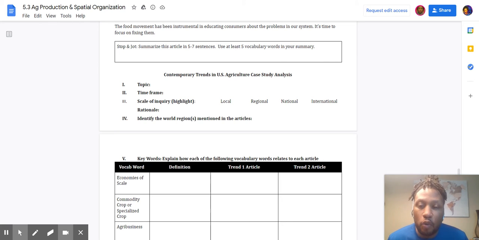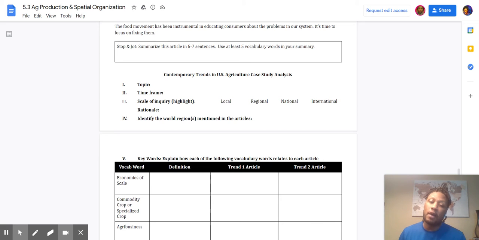All right, identify the world regions mentioned in the articles. I need to hyperlink that as well. But if you use the hyperlink for ESPN, it is found there. The world regions are also found there on that same page, exact same page. There's actually no difference in that page. And then next, it has keywords.